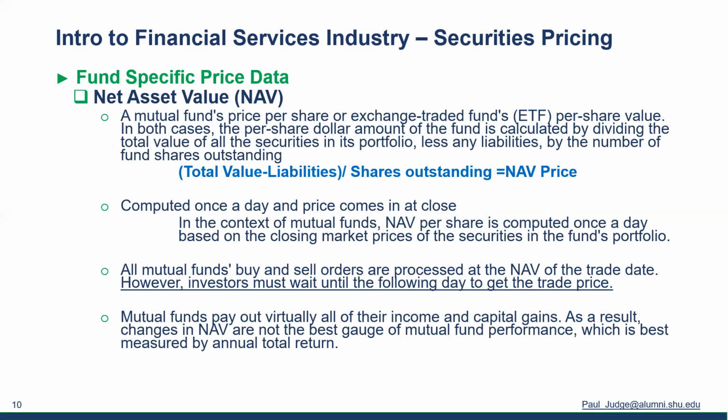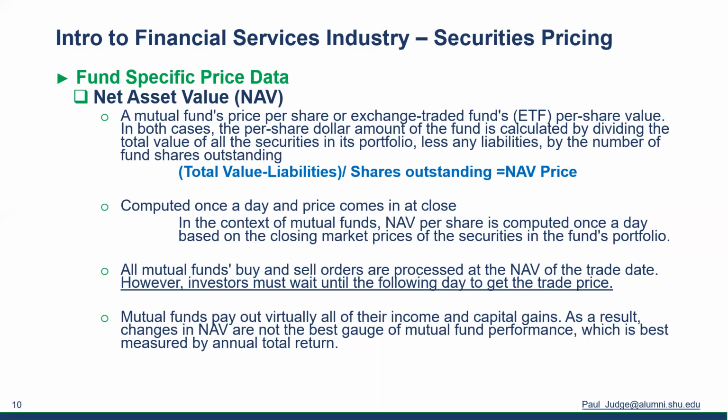So when we're looking at prices on mutual funds, there we're talking about bonds, now we're talking about mutual funds. Mutual funds have the idea of a net asset value. So a mutual fund's price per share or exchange traded funds per share value, right? This is calculated every night. So every night when the markets close, we take the closing price in all the stock markets and the bond markets, and the mutual funds say the total value of all the assets less the liabilities over the shares outstanding equals the NAV price, the net asset value.